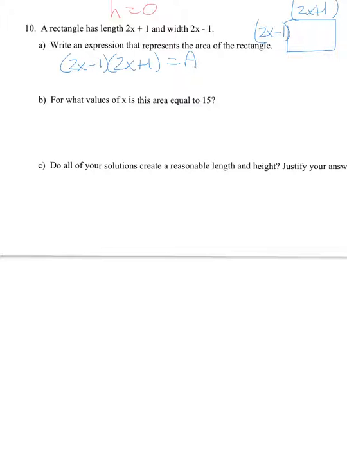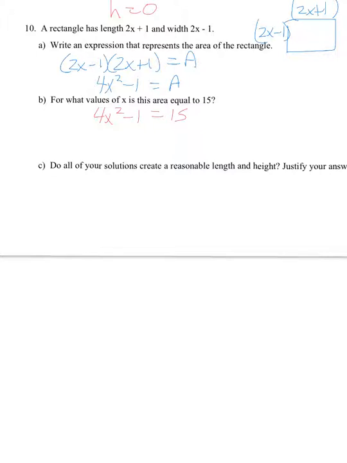I will accept this answer right here as the expression. However, you'll have to do more to solve it, so you might as well go ahead and multiply it out and say that's 4x squared minus 1. After you multiply it out, that equals the area. So for what values of x is the area equal to 15? Well, let's just plug in 15 for the area and say that's 4x squared minus 1 equals 15.